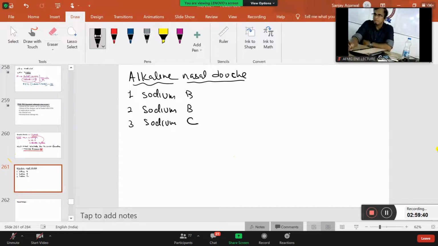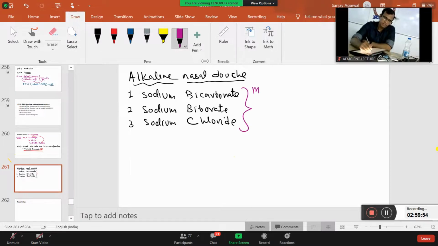BBC. The first B stands for bicarbonate. Second B is biborate. And C is chloride. Very, very important. This is one of the most common MCQs from this disease, the content of alkaline nasal solution. Bicarbonate, biborate, chloride.